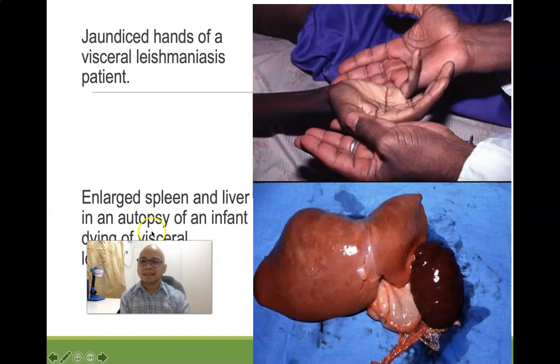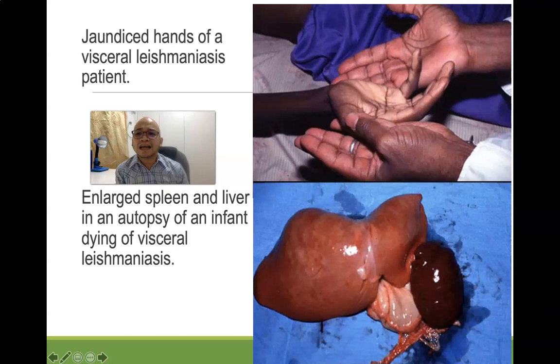And of course, since the liver is affected, you'd notice in patients, this one being of black origin, not sure if from America or South America, that the skin is yellowish because of jaundice. Jaundice is the yellowish discoloration of the skin. In people from that origin, it's kind of difficult to notice, so you have to look at the palm. You'll notice the yellow discoloration of the skin.